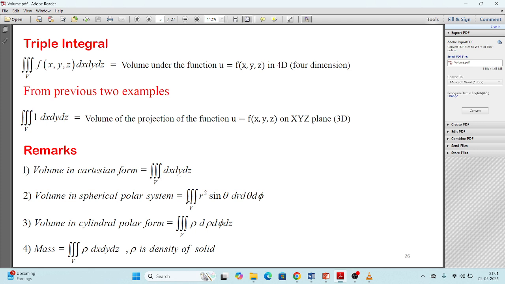Or in spherical polar, we are using this. Let me remind you one more time. In triple integration, we are just going with these two kinds of coordinates, Cartesian or spherical. But in volume, I am just going with the Cartesian coordinate, first with one variable z and then with respect to x and y.